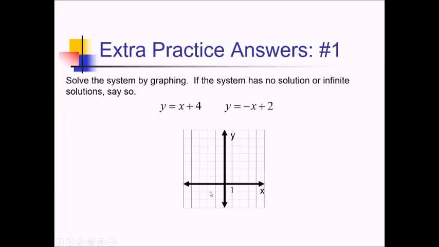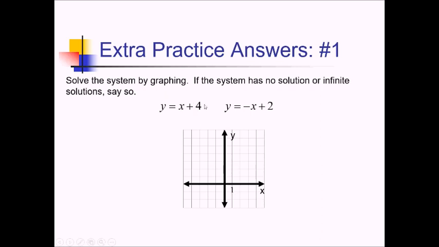On this problem, we're trying to find the solution to this system of equations. We're going to solve this by graphing these lines and then seeing where they intersect. So for the first one, I noticed that this is in mx plus b form, so I can just use the y-intercept and the slope to graph it out.